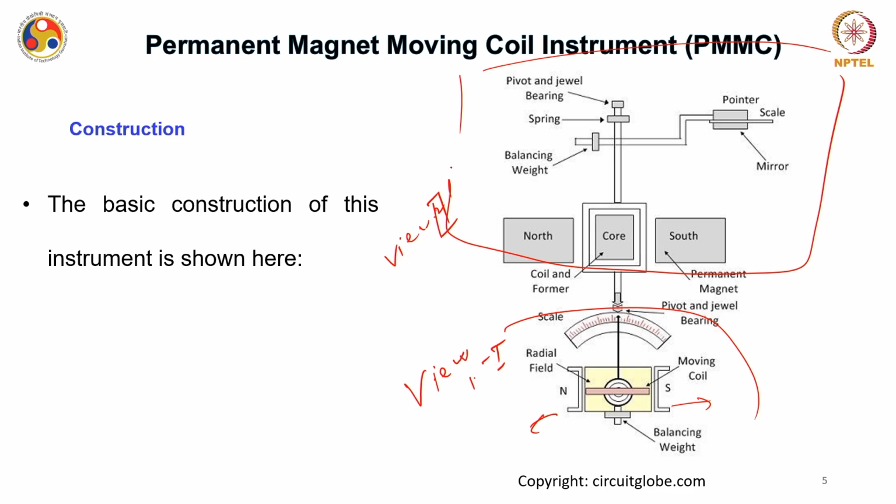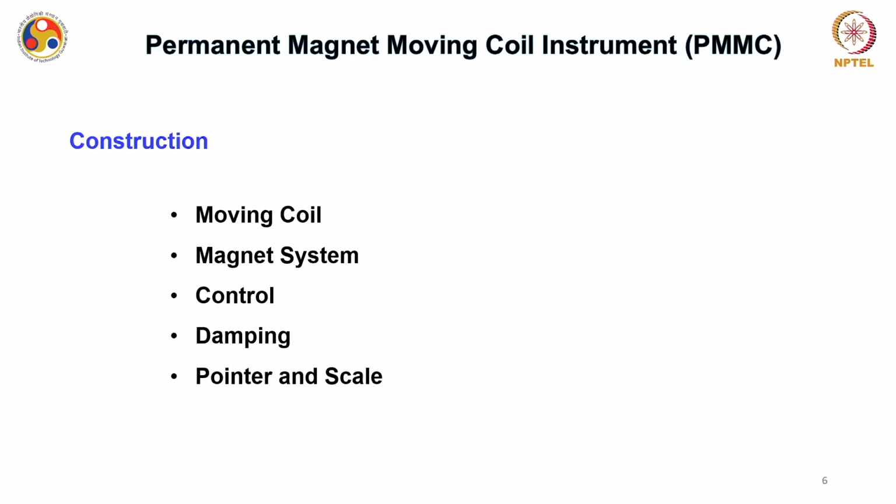The construction is very simple. You have a permanent magnet, a coil, and a scale, in general. We will see what the important parts of this are. We will do the anatomy of this permanent magnet moving coil instrument. In general, the construction is done using a total of 5 different important parts.